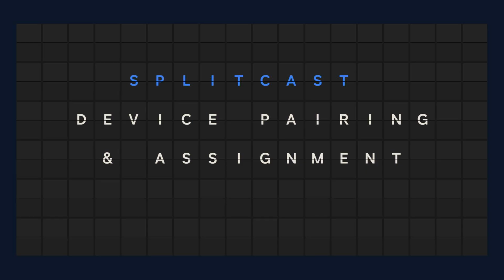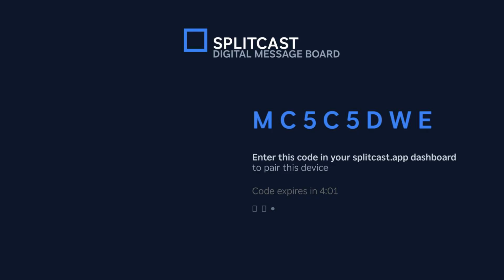In this video, you'll learn how to pair a device to your SplitCast account and assign a board to it. Once paired, your split flap display will be ready to show content. You'll need a SplitCast account and a device running the SplitCast app, like a Fire TV, Roku, or Fire tablet. Search for SplitCast in the Amazon Fire TV App Store or on your Roku device.